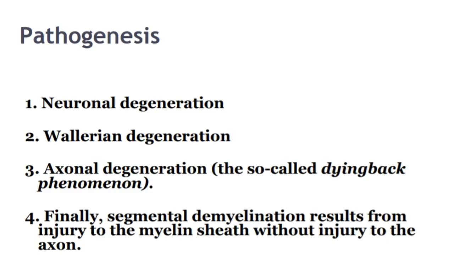Number 4, segmental demyelination, which results from injury to the myelin sheath without injury to the axon. Demyelination of the peripheral nerves at even a single site can block conduction, resulting in a functional deficit identical to that seen after axonal degeneration. In contrast to repair by regeneration, however, repair by remyelination can be quite rapid. Autoimmune attack on the myelin sheath occurs in the inflammatory demyelinating neuropathies.